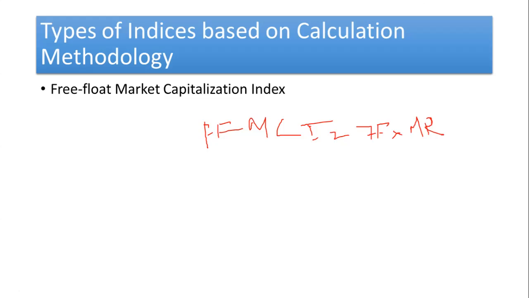Take the example of the promoter. The promoters need not come to the market for selling securities. So those shares will not be in the market, but they are still included in the outstanding number of shares. That is not useful, because it creates a wrong conclusion about the real picture, and the real weightage may not be known in the index calculation.